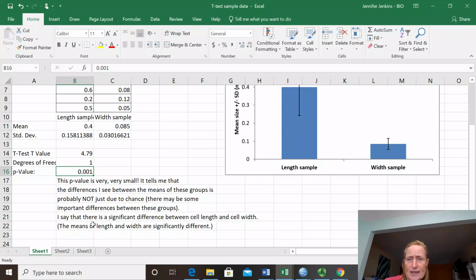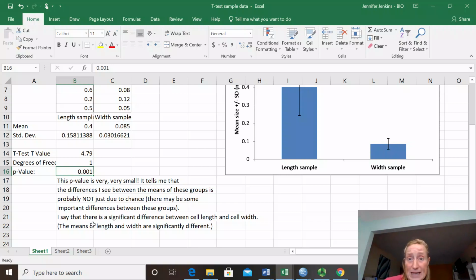That's very small. Statisticians like to tell you that if the p-value is less than 5% or less than 0.05, you can say that the differences between these two groups are probably not due to chance alone. There's probably something real and meaningful going on here. And so they would say these two groups are statistically different from each other, or significantly different from each other, if the p-value is less than 0.05.